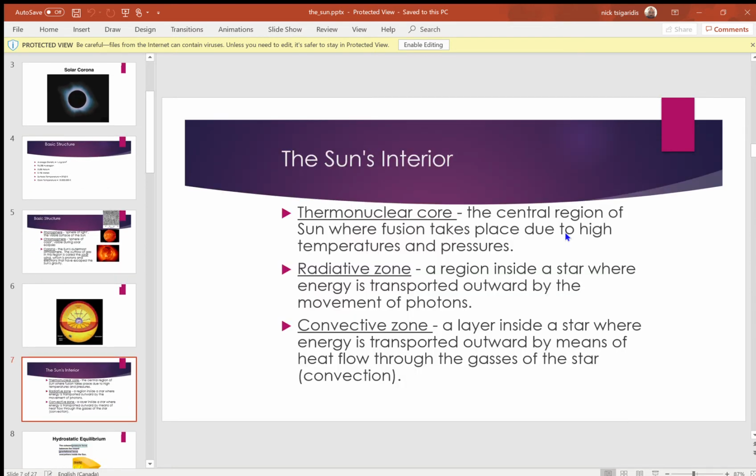In terms of the sun's interior, we have a thermonuclear core, so there is going to be some nuclear fusion going on. The central region of the sun where fusion takes place is what we call the thermonuclear core. And then immediately above that, we have our radiative zone. It's a region inside the star where energy is transported outwards by the movement of photons. So we've got photons being produced, and it takes many, many, many years for the photons to get through this zone. And then, of course, we have the convective zone. As I mentioned already, it's the part where you get heat flow, so gases rise and sink depending on temperatures and densities.